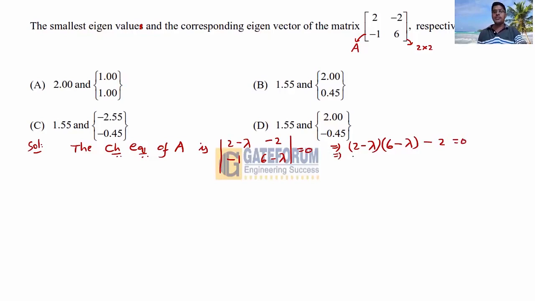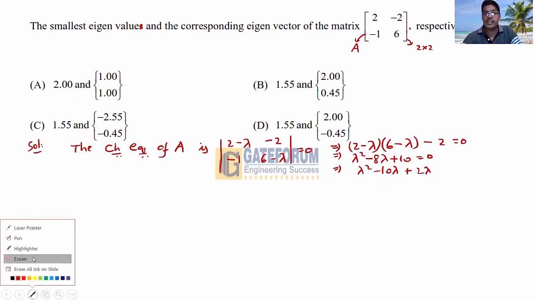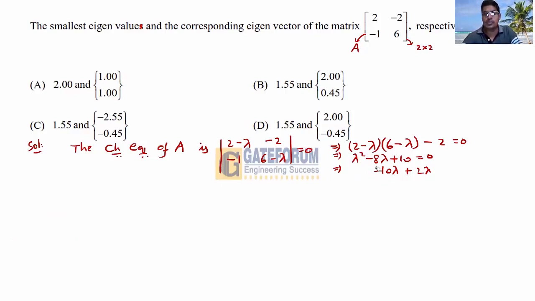This simplifies to lambda square minus 6 lambda minus 2 lambda, which is minus 8 lambda, plus 2 into 6, 12, minus 2, that is plus 10. Minus 8 lambda can be written as minus 10 lambda plus 2 lambda, but 10 into 2 is 20, we should get 10. So there are no integer factors here. Better to go by the quadratic formula for finding the lambda values, the roots of this second degree equation.